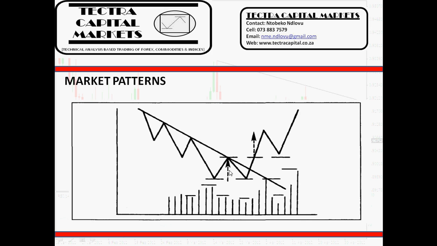So this is another one of those patterns that tend to repeat themselves in the marketplace.